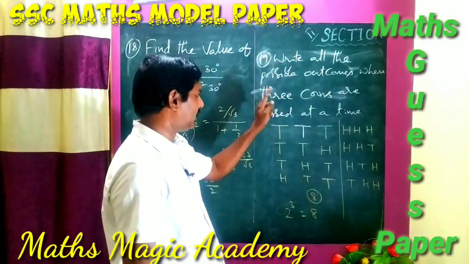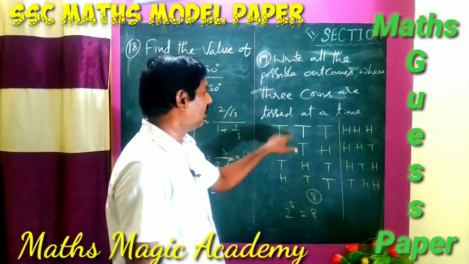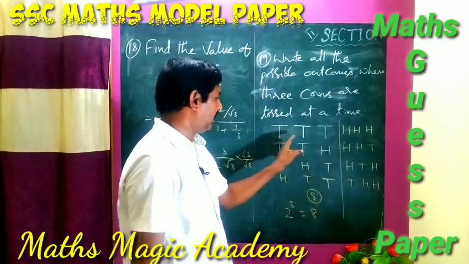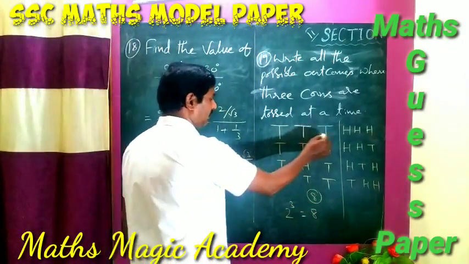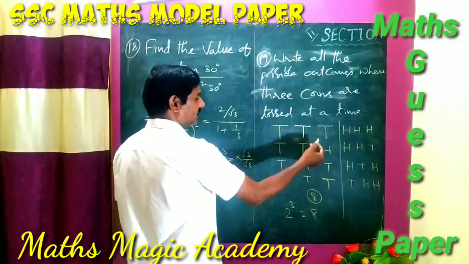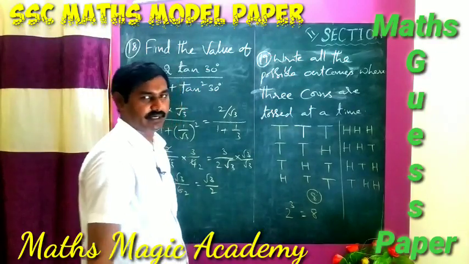But in the examination they are asking you to write all the possible outcomes. So you have to write like this. The possible outcomes are TTT, TTH, and so on. But all these you have to put in flower brackets, or otherwise you can write like this also.